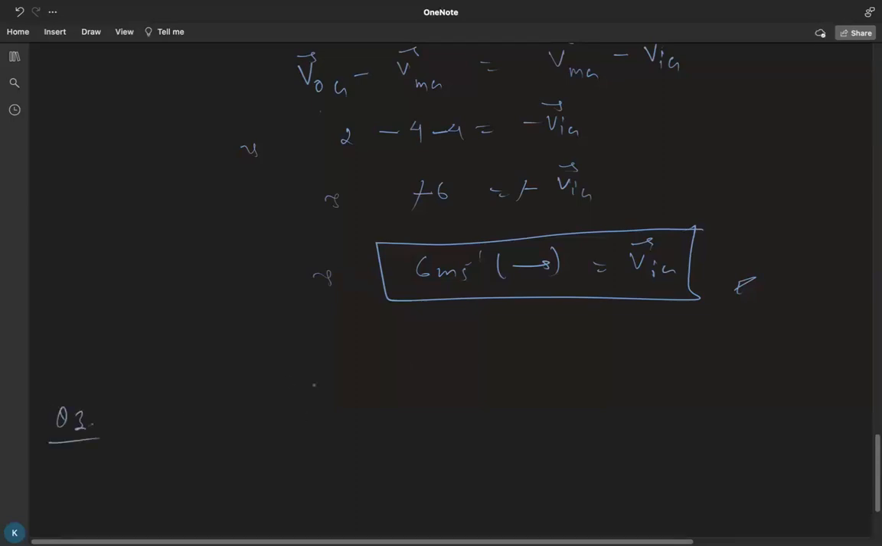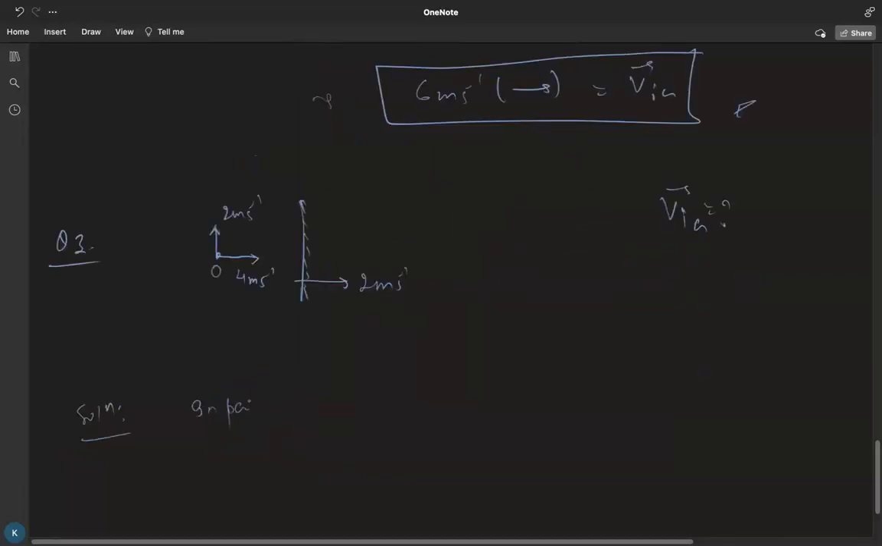Third question. There is a plane mirror, and there is an object which is moving in the perpendicular direction with the velocity of 4 meter per second, and in the parallel direction with the velocity of 2 meter per second. And now the plane mirror is also moving with the speed of 2 meter per second. So you have to find the velocity of image with respect to the ground.